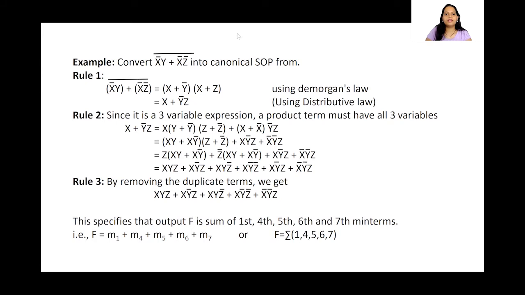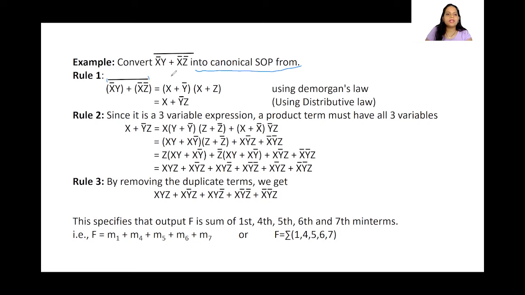So we have an example here: x bar y plus x bar z bar, whole bar. Now we need to convert this into a canonical SOP form, that is a sum of product form. First, let us simplify this. Now how do we do that? We know De Morgan's theorem, isn't it? So we are using that.